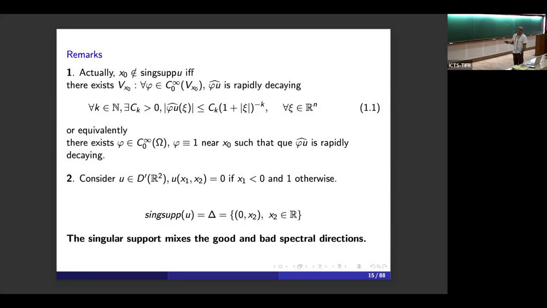If x0 is not in the singular support, you take a smooth function supported near x0. Phi u is, of course, a compactly supported distribution. You take its Fourier transform, and you see that this function, phi u, is in the Schwartz space, so it satisfies this estimate. For every k, it is rapidly decaying.